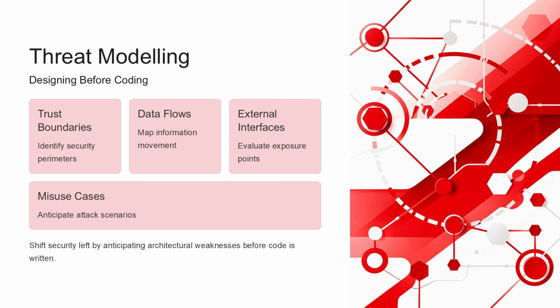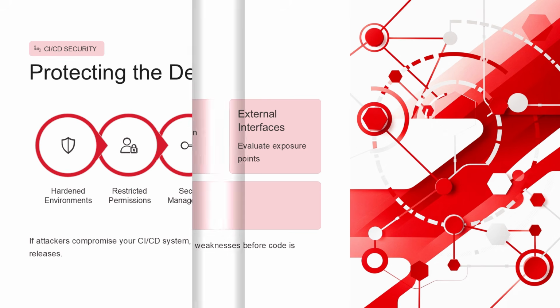For example, if you are designing an API exposed to partners, you evaluate authentication model, rate limiting, input validation, data exposure, logging integration. This reduces redesign costs later. As an architect, you must institutionalize threat modeling as a mandatory practice for high-risk systems.